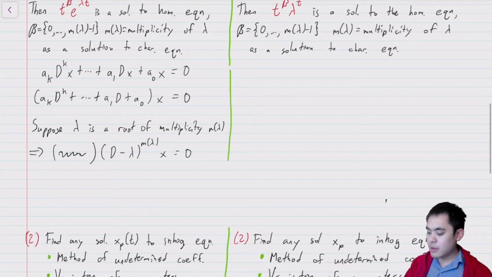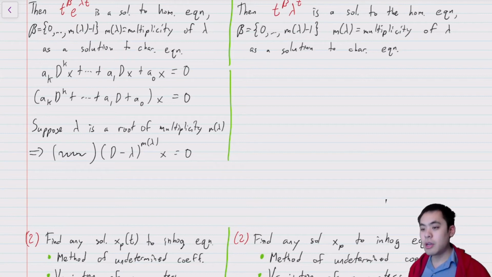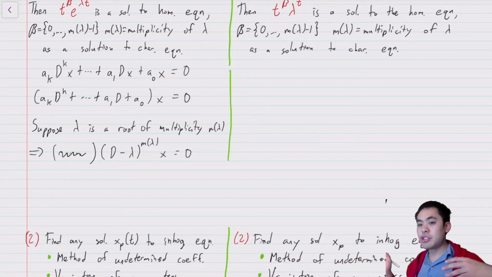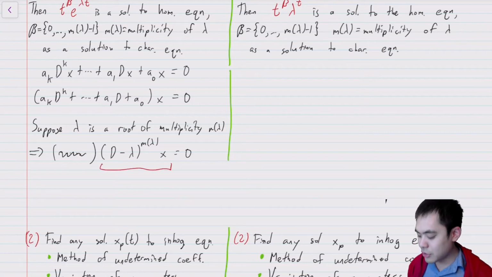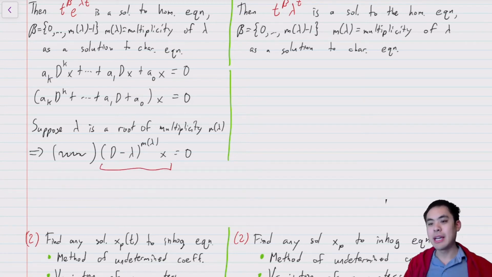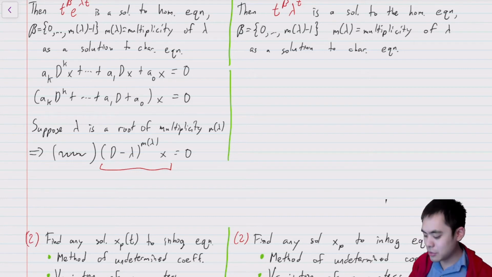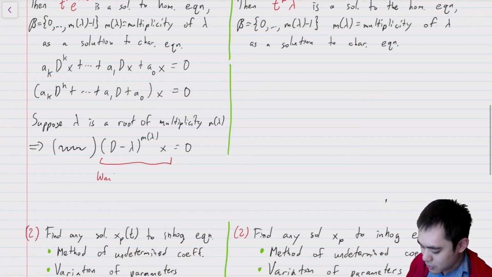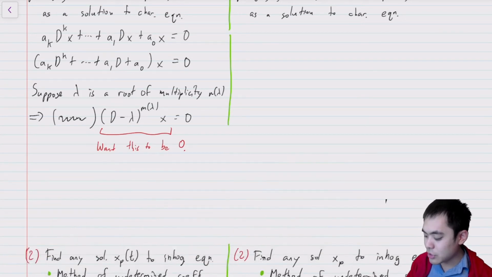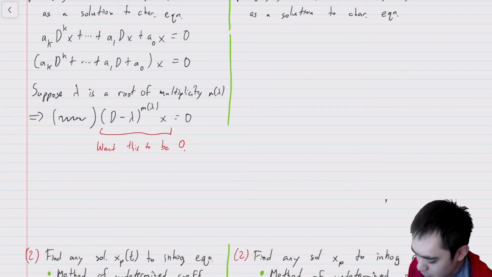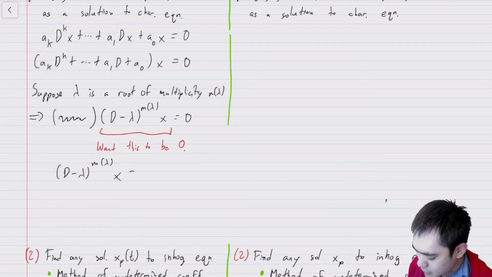Okay? And so what we want is to find a solution that corresponds to this. If we want a solution to the entire thing, then we can just set this part equal to 0, and then it doesn't matter what's on the left-hand side, because the entire thing will be equal to 0. So we want this to be 0. Well, if we want that to be 0, then we can just look at that version of the equation. So that's just going to be (D minus lambda) to the m of lambda applied to x is equal to 0.